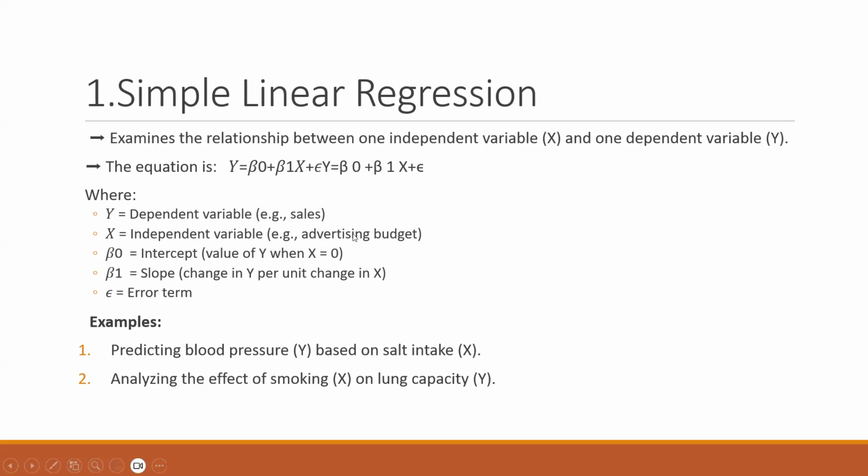This is the equation, which is quite complicated, but I would like to simplify it for you. Y is the dependent variable, which is the value on the y-axis. X is the independent variable, and then B0 and B1 are the intercept and the slope, the factors which are applied to the independent variable to give the y-axis variable. Examples include predicting blood pressure Y based on salt intake, or analyzing the effects of smoking on lung capacity.